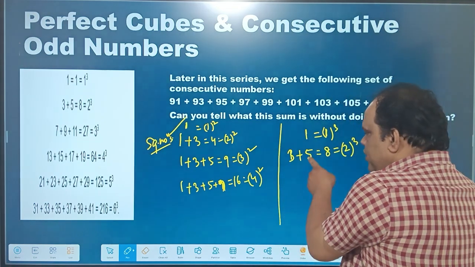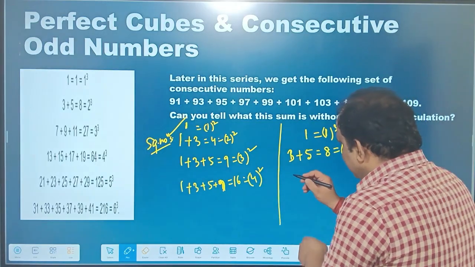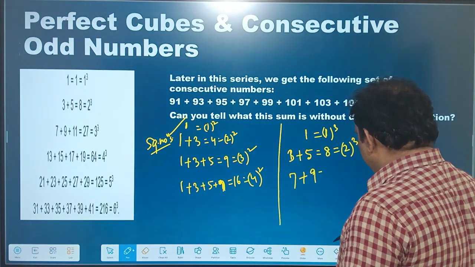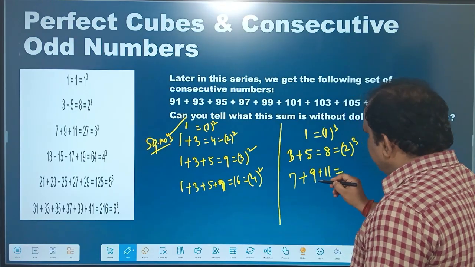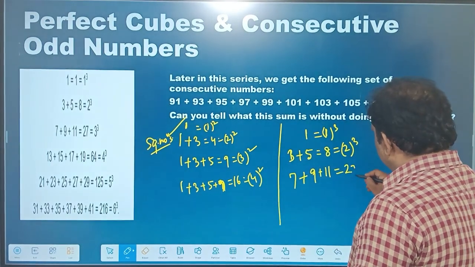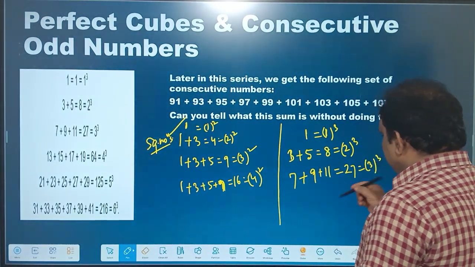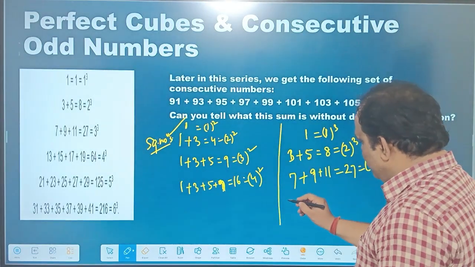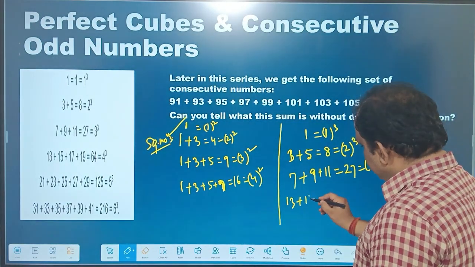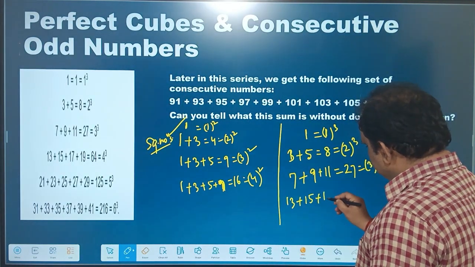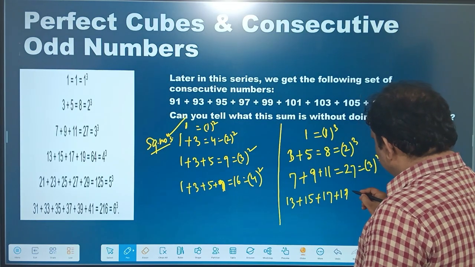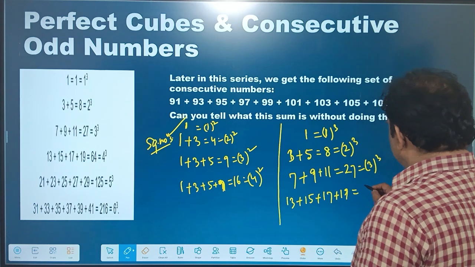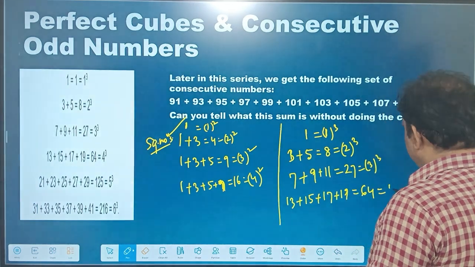Now again we don't take 5. We take the next one, 7. We have to increase one number: 7 plus 9 plus 11 is 27. This is equal to 3 cube. Then again we don't take 11. We go with 13 plus 15 plus 17, and one more, 19. This will come out to be 64, and this would be 4 cube.